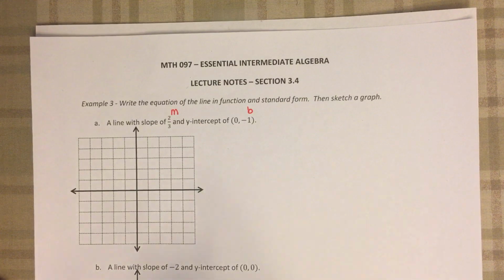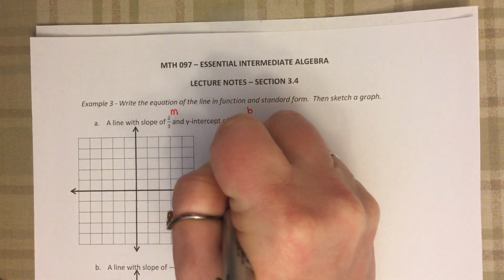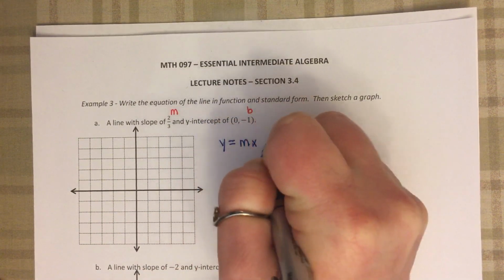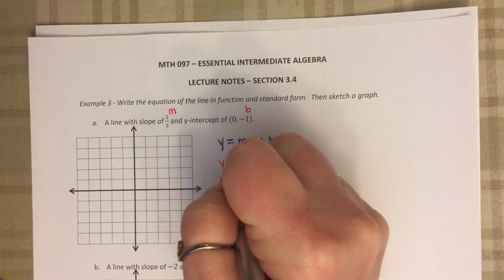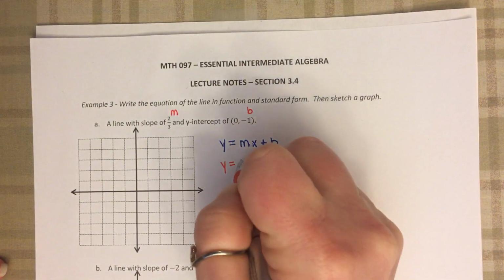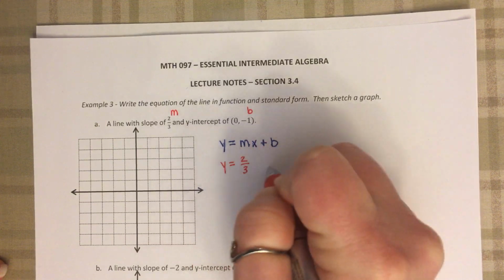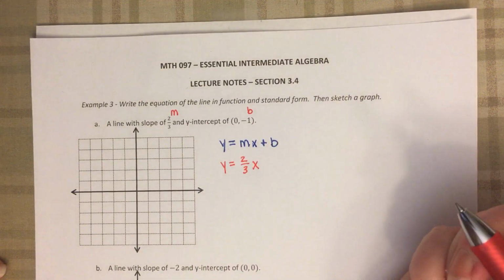So we're going to use the slope-intercept form of our equation: y equals mx plus b. And we're going to plug in the information that we have. So we're going to keep our y as a y. We're going to replace m with 2/3. x stays an x.